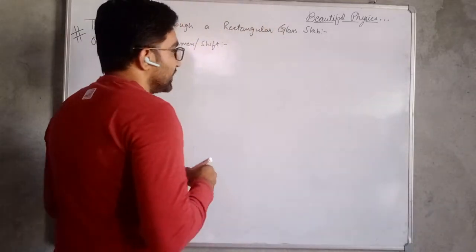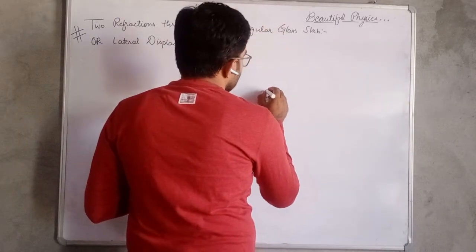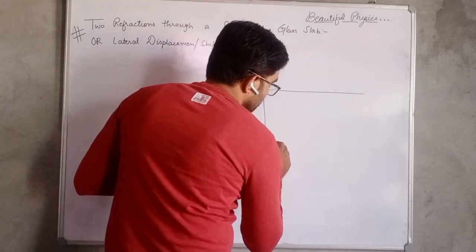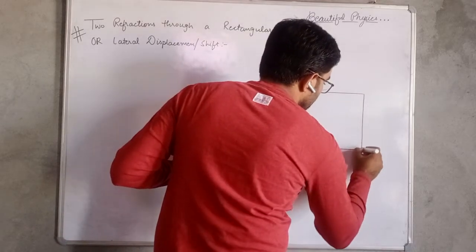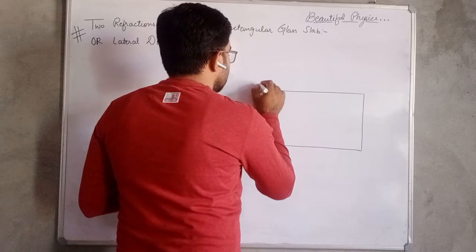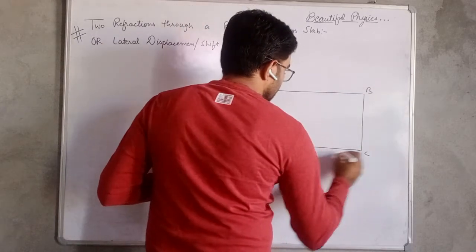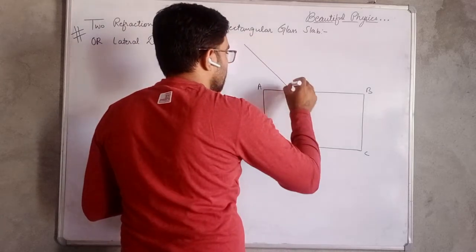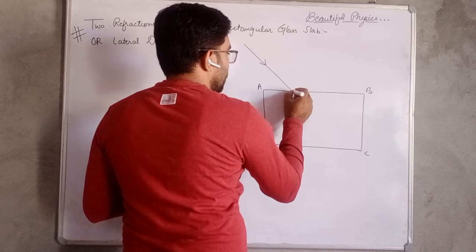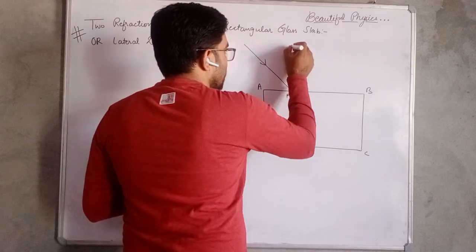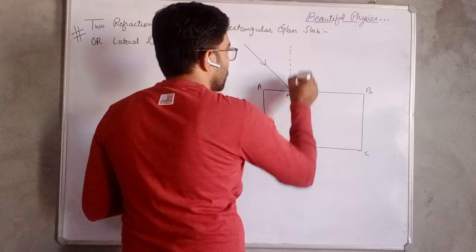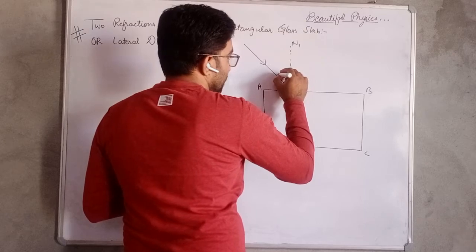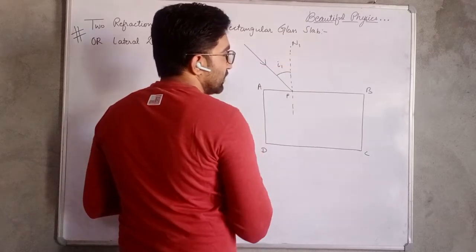Let us consider a rectangular glass slab. Suppose this is our rectangular glass slab ABCD, and suppose a ray of light is incident at point P, and here at point P we have a normal N1, and the incident light makes an angle of I1 with the normal.